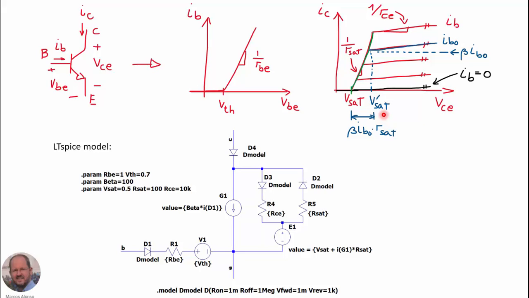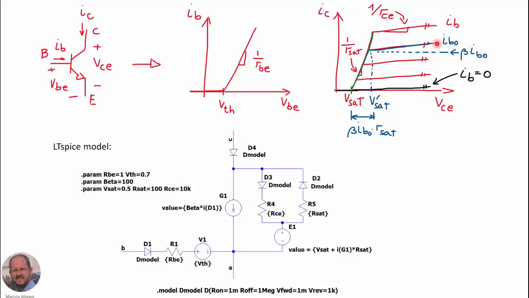So the idea is that if the collector to emitter voltage is greater than this, then this branch is going to conduct, and we have the effect of the parallel resistance RCE. So we will have a behavior like this if we calculate the equivalent circuit of the current source in parallel with the resistance, with the series voltage source. We are going to have this behavior that we want for the active region.